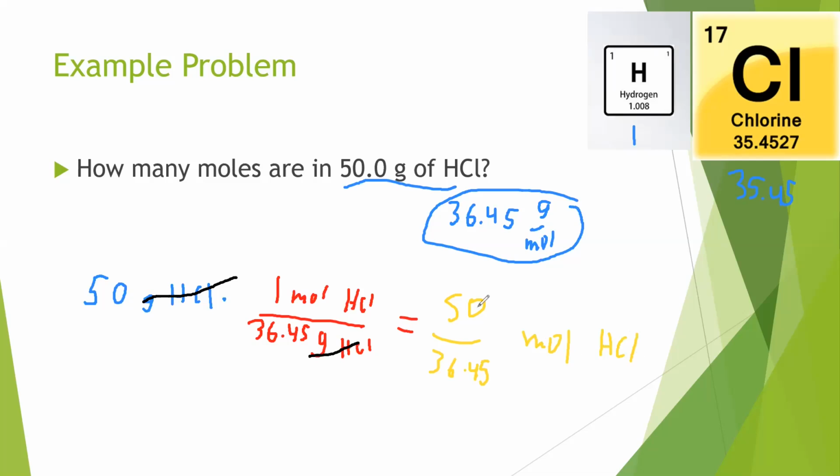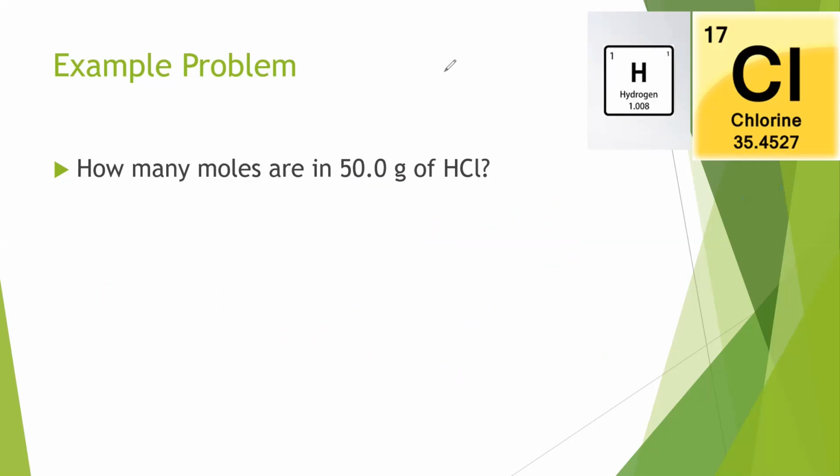So this is the correct answer. Everyone who submitted that answer, great job. It's fine to submit like 50 over 36 due to slight rounding. And if you want the decimal version, it's 1.37. That's just putting it into the calculator and solving it.